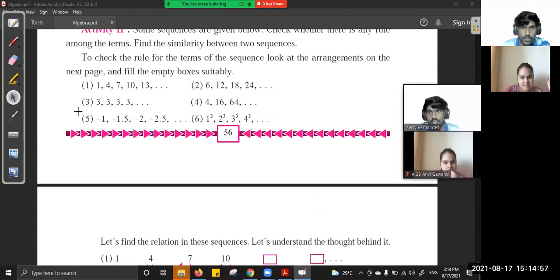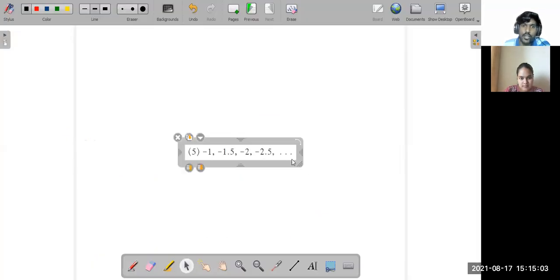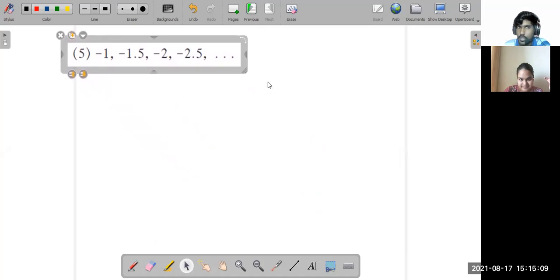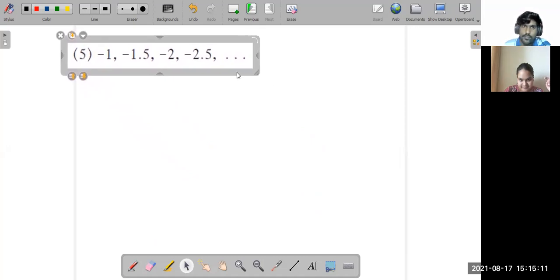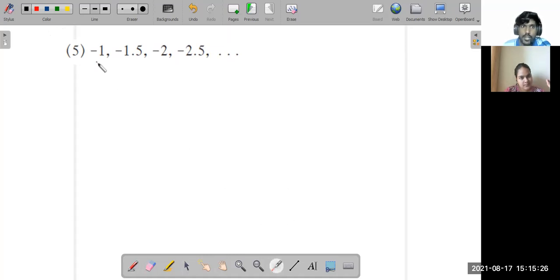Let's see the fifth one. Okay, the fourth one is easy, you'll be able to do it. Fifth one: -1, -1.5, -2, -2.5, and so on. What is happening here? I guess it is minus 0.5. Yes, it is getting reduced by 0.5, but these are all negative numbers, so basically it is increasing by 0.5.